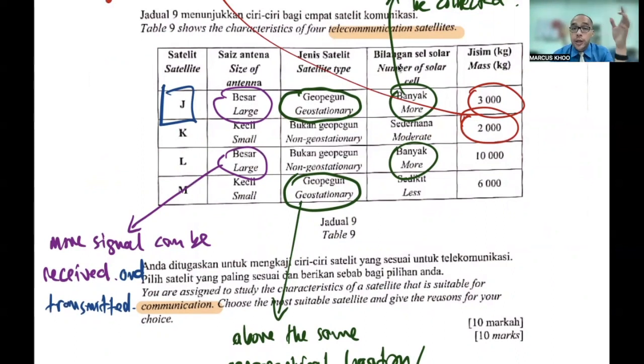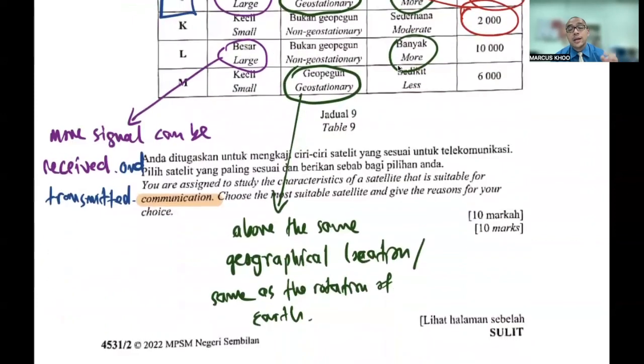Now, whenever we talk about communication, usually it's geostationary, and when you talk about geostationary, the reason is almost always one of these two: either it is above the same geographical location, or it has the same period as the rotation of the Earth. It's very standard. Non-geostationary, the reason is just the opposite. It is not always above the same geographical location, it can change location, or it can be different from the rotation of the Earth, faster or slower than the rotation of the Earth.